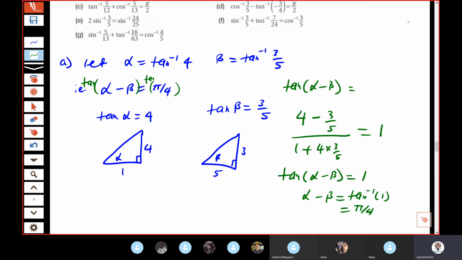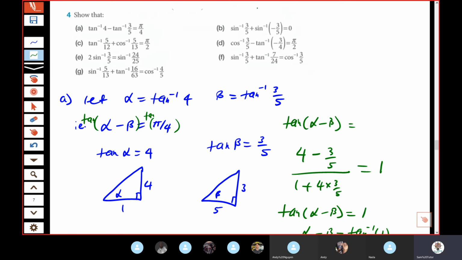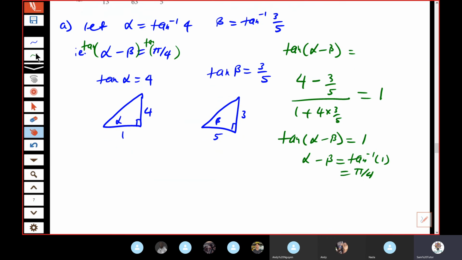Do you have to write the last 3 lines? Yes, because that's actually proving alpha minus beta is equal to pi on 4. In fact, you probably want to rewrite the sentence out at the end. So you want to write inverse tan of 4 minus inverse tan of 3 on 5 is equal to pi on 4. That should really be our last line.